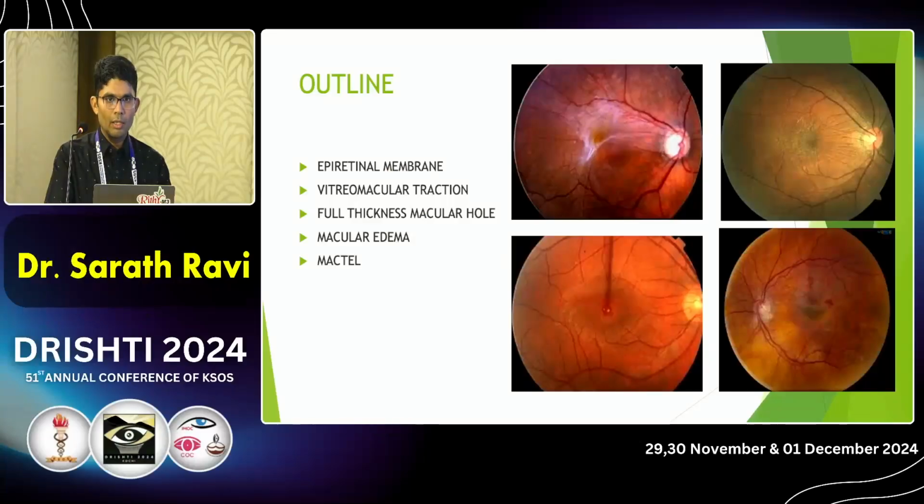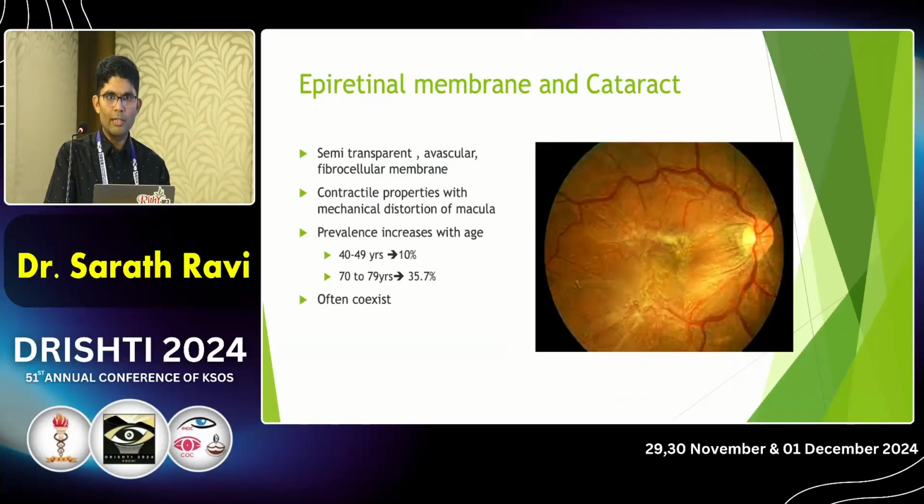I'll be dealing with how to optimize the results of cataract surgery when you have a coexisting macular pathology. In this discussion, we'll be going through some of the common macular pathologies that we encounter in patients who turn up for cataract surgery. One of the most common is an epiretinal membrane. Epiretinal membranes are semi-transparent vascular fibrocellular membranes which have a contractile property, and their prevalence increases with age. Therefore, patients with cataract and epiretinal membrane can coexist.